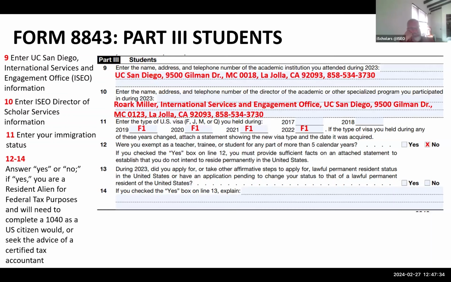So it doesn't matter where your income originated, you can be taxed on it as a resident alien. So filing the form 8843 is basically telling the IRS, hey, I'm a non-resident alien, so you're only allowed to tax me on my US source income if I have any. So that's basically the consequences.